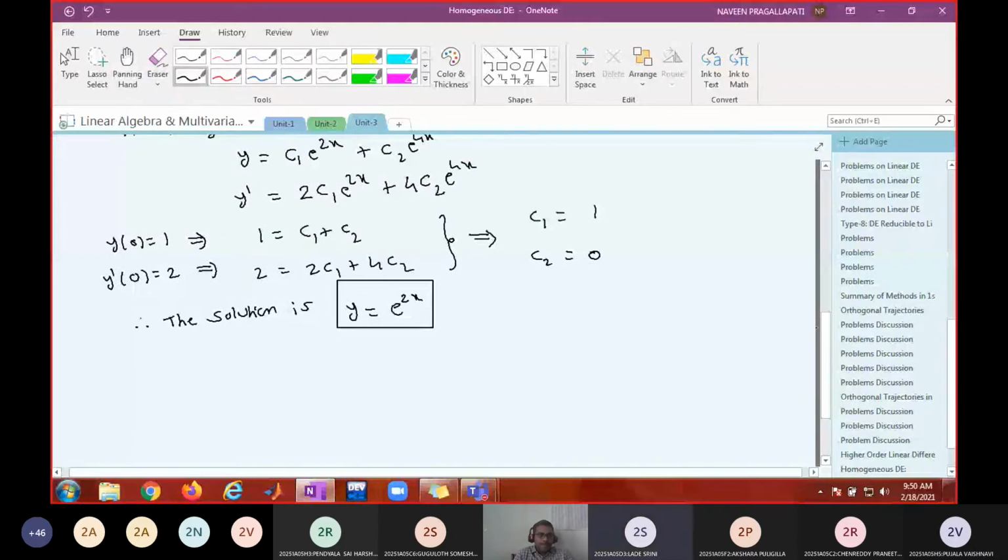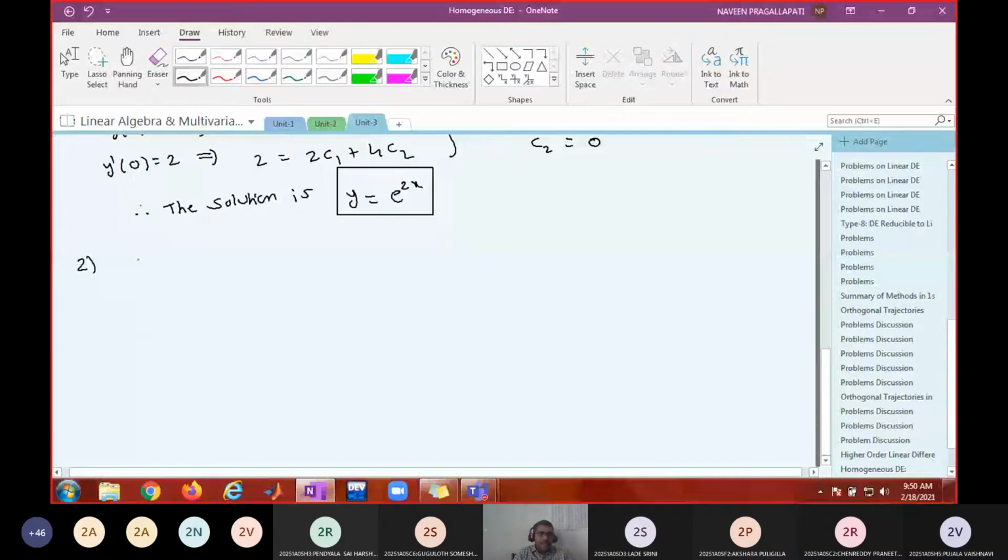Problem number 2. y double dash minus 6y dash plus 9y is equal to 0. How can I rewrite this? D square y minus 6dy plus 9y equal to 0. That means d square minus 6d plus 9 of y equal to 0. So you got f of d of y equal to 0 form.